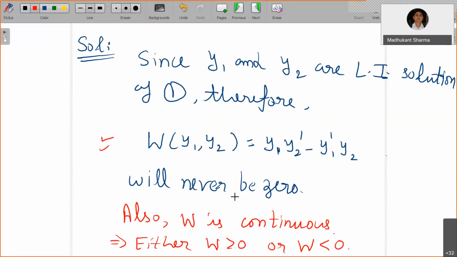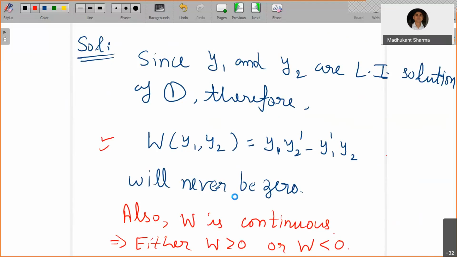Otherwise, there will be a point where W vanishes, by Bolzano's property, which guarantees a zero. That means W vanishes at some point inside the interval, which is never possible because the Wronskian will never be zero for linearly independent solutions over the interval a to b. So this guarantees that either W is strictly greater than 0 or W is strictly less than 0. Constant sign means it will be fixed.